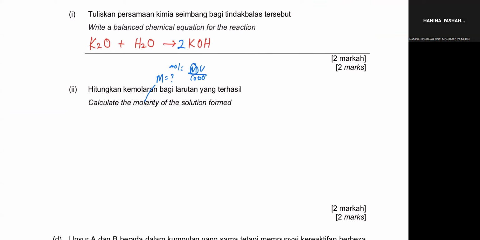So moles can actually come from mass over molar mass. 9.4, and not H2O, sorry, K2O. 9.4 over 2 times 39 plus 16. Here you get 0.1 mole.